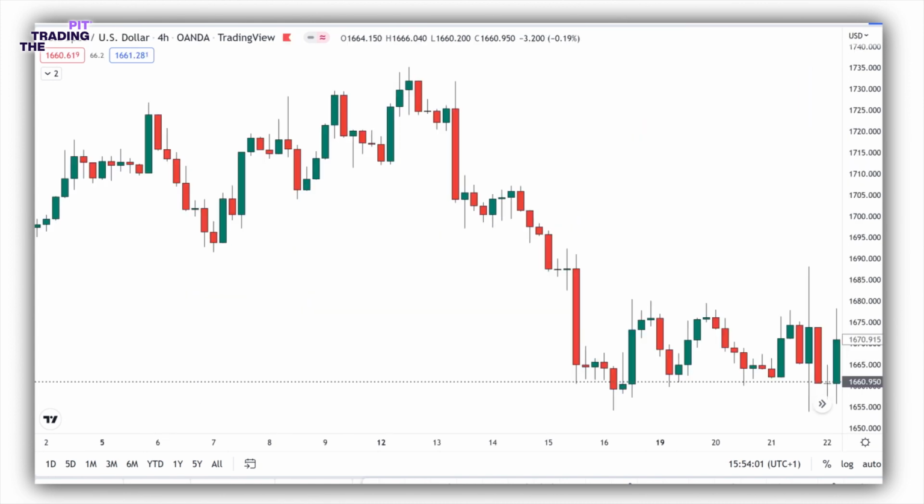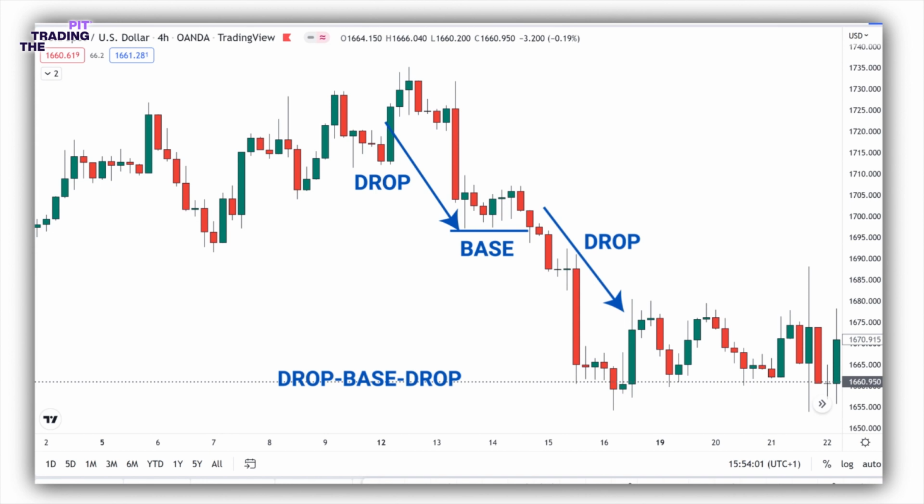The second chart example is the drop base drop. We have a bearish drop, then a base, then another bearish drop. The drop base drop is a type of supply zone which forms during a downtrend.